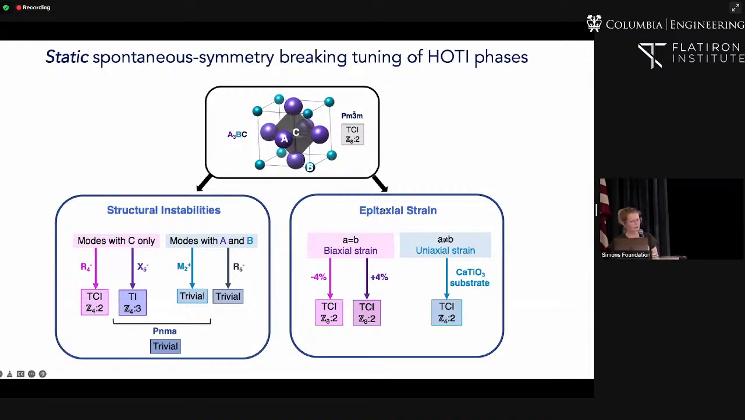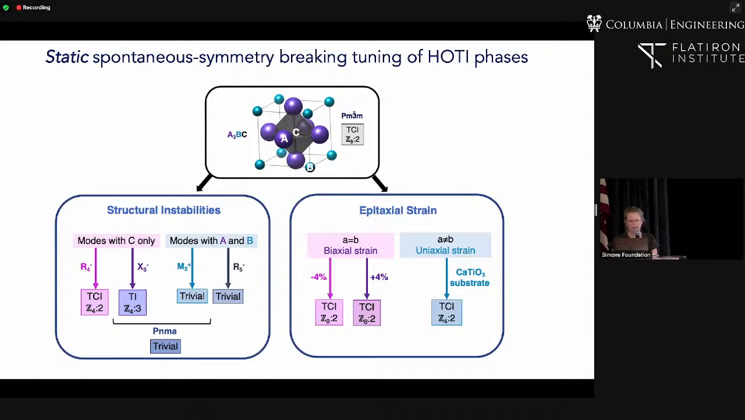We can play tricks with uniaxial strain as well. We can go from this what's called a Z8 topological insulator to a Z4 one if we use uniaxial strain. Okay, so this is all using what we're used to, right? Strain and phonon engineering. But can we do this dynamically, even if these phonon modes aren't stable?